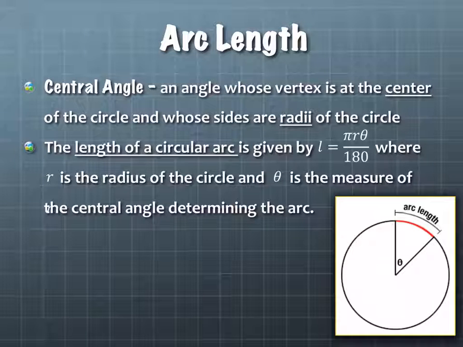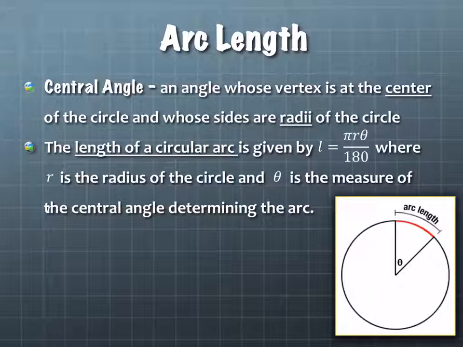This is called arc length. So in order to talk about arc length, we have to talk about a central angle. A central angle is an angle whose vertex is at the center, hence the word central, center of a circle, and whose sides are radii of the circle. And radii is just plural for radius, right? Syllabi, syllabus, that kind of stuff. So 2 radii meeting at the center of the circle create a central angle. And then the arc length is the red piece that's along the outside.